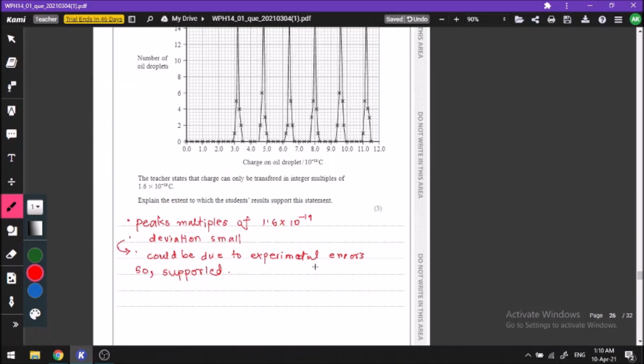The teacher says that charge can only be transferred in integer multiples of 1.6 times 10 to the power minus 19. Why is that? Because charge is something that is carried by electrons. So if you have an excess of electrons, there is a negative charge. If there is a deficit, there is positive charge.